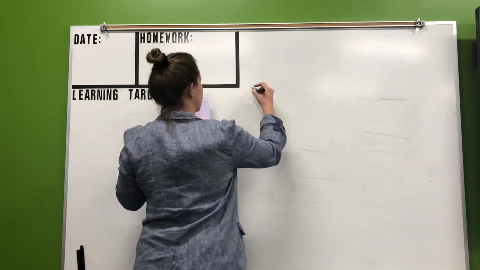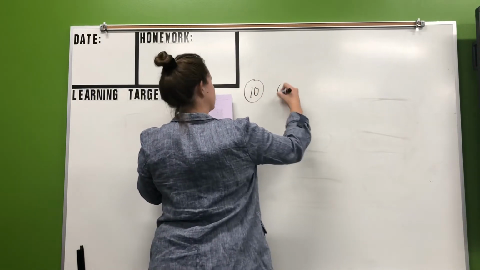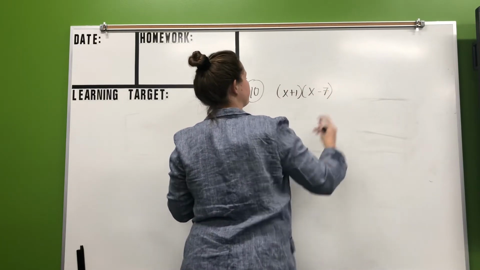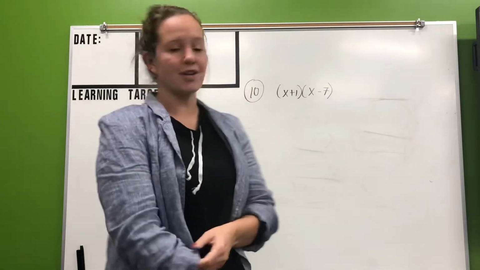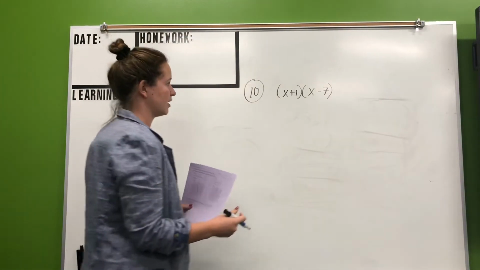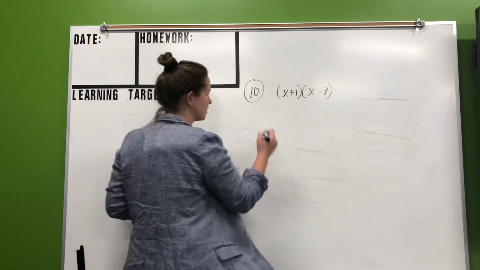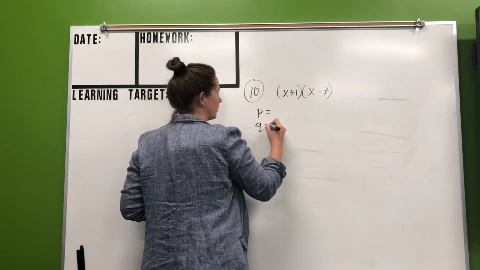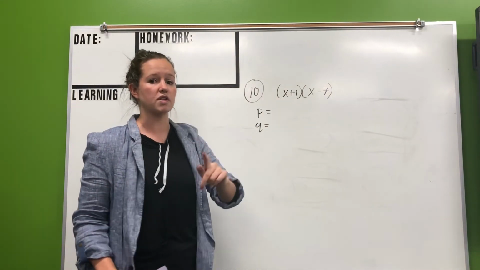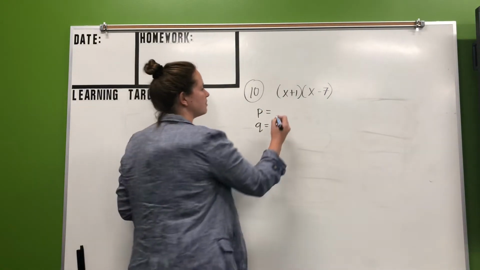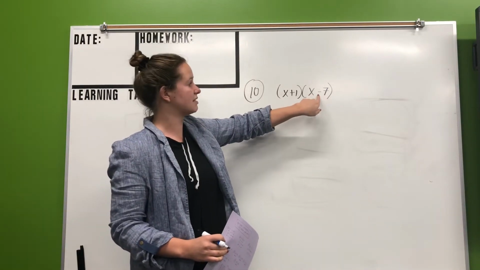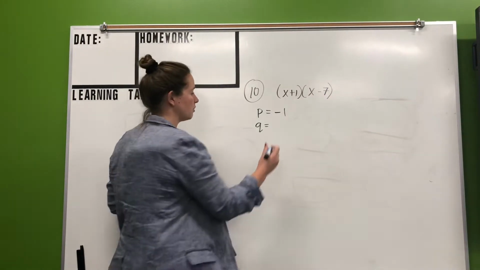All right, number 10 is (x + 1)(x - 7). This one is the intercept form, and this is the one with P and Q, if you remember this. So whenever you have these parentheses, you start with P and Q. P is your first number, but it's in parentheses, so you switch the sign. So positive 1 becomes negative 1. Same thing, Q is in the parentheses, and it's negative 7, so you flip the sign, so it becomes positive 7.